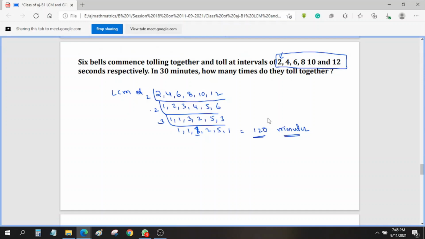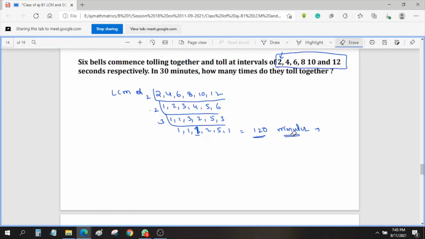The bells will ring at a time. So 120 minutes means what? Sorry, this is 120 seconds. So every 120 seconds, all bells will ring at a time. So 120 seconds is nothing but 2 minutes. So every 2 minutes the bells will ring simultaneously.